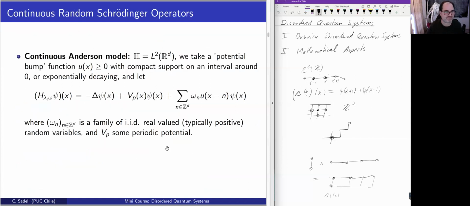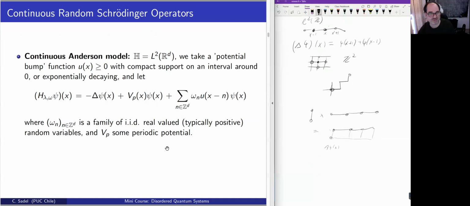Well, for continuous Anderson models, you don't have these lattice sites to place a random potential on. But what you can do is first define a potential bump function, and then you relocate this bump onto the lattice sites of Zd, and the amplitude will be random.